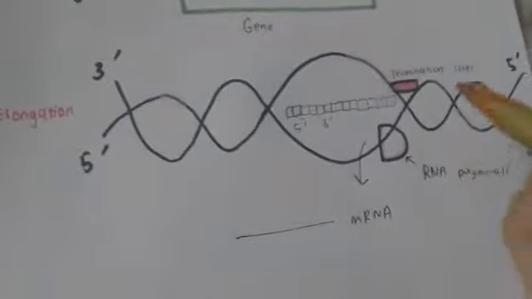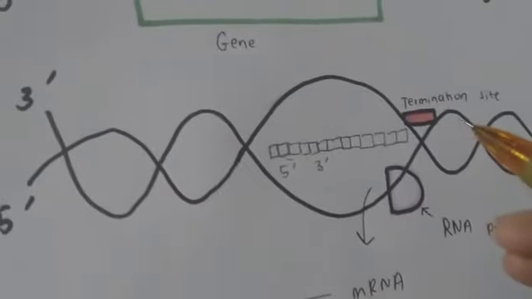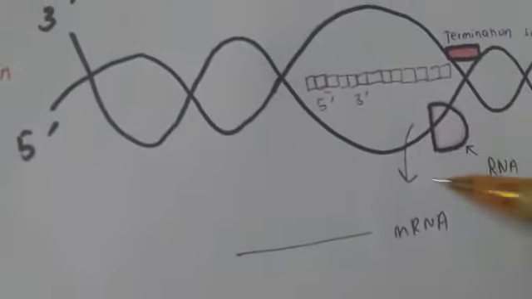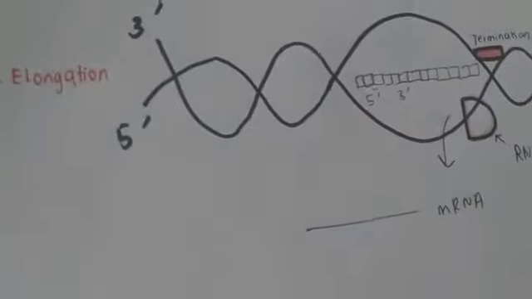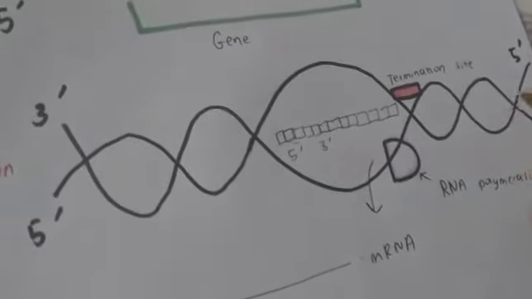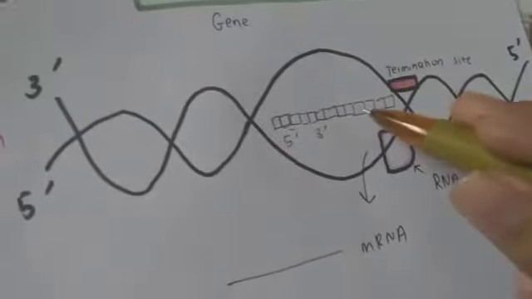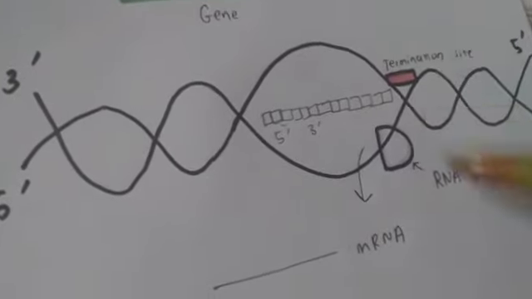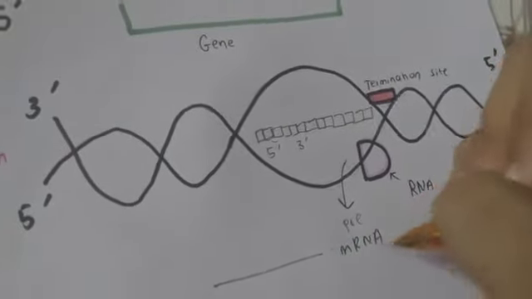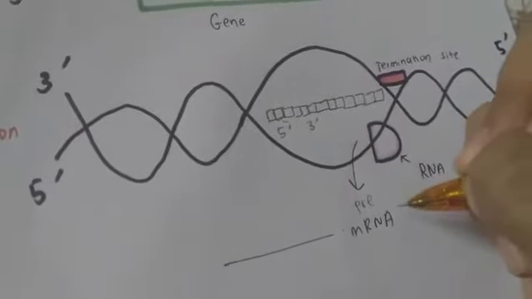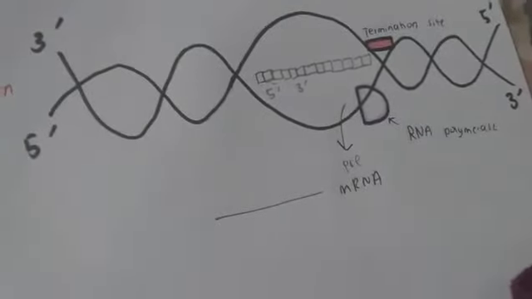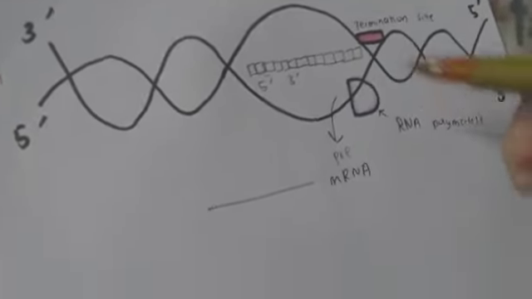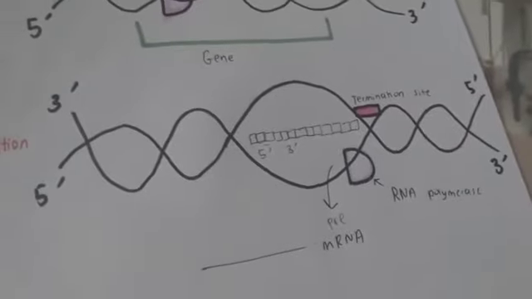The last stage is termination. RNA polymerase will detach from the termination site, and the mRNA will move away from the DNA to produce mRNA here. After RNA polymerase detaches from the termination site, the DNA will rejoin. The mRNA here we call pre-mRNA because it consists of introns and exons, and this pre-mRNA will proceed to the next process.